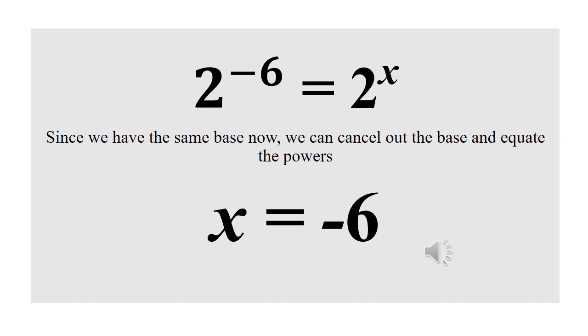Now, it follows that since we have 2 raised to power minus 6 equals 2 raised to power x, we have the same base here, base 2 and base 2. According to the law of exponent, when the bases are the same and you have an equal sign between them, you can equate the powers. So x equals minus 6, because if you cancel out the 2 and 2, you have the powers to be equated. So x equals minus 6, and that's the value of x for this question number 1.